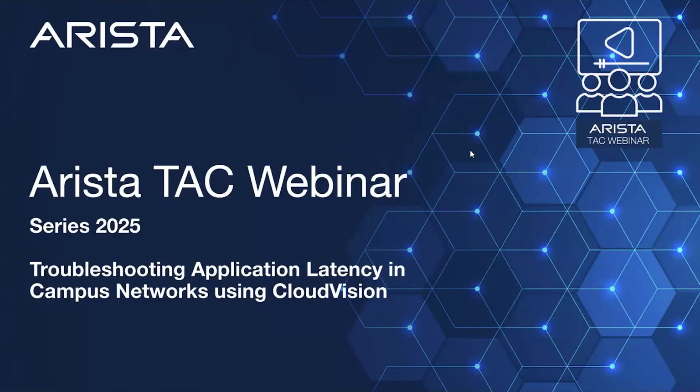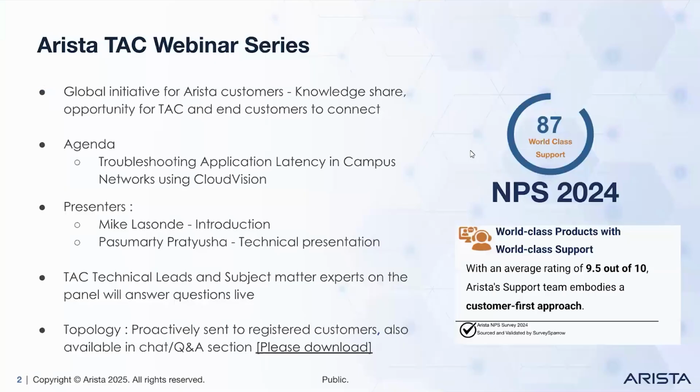So simply put, we started these back in 2022 to create a space for our TAC teams and customers to connect live and share knowledge. We focus on topics that are relevant to the issues typically seen across customer environments. We've walked through a variety of topics, everything from switch health checks with packet drops to EVPN, VXLAN, AI workloads, and much, much more. So in today's session, you'll learn about troubleshooting campus network issues, specifically around application latency in a campus network using CloudVision.